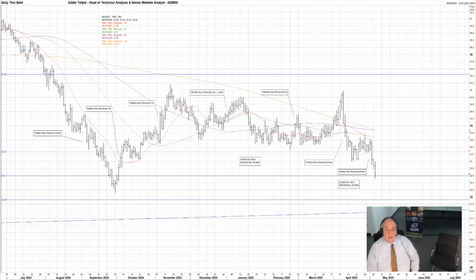Let's start with the currencies. And for this, I'll be looking at US dollar Thai baht, US dollar Korean won, and US dollar Taiwanese dollar. If we look at US dollar Thai baht first, at the end of April, that was during the middle of last week, the US dollar Thai baht had formed a monthly key reversal down. Now that's not an uncommon pattern.